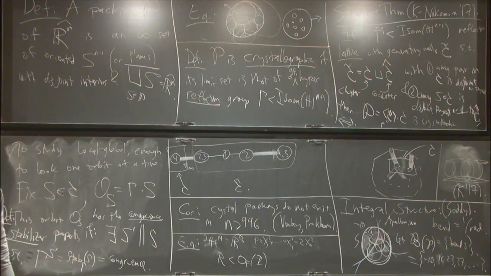Any questions so far before I go into what the circle method is doing and how it works? Is this clear?